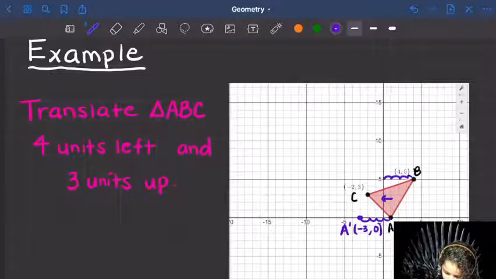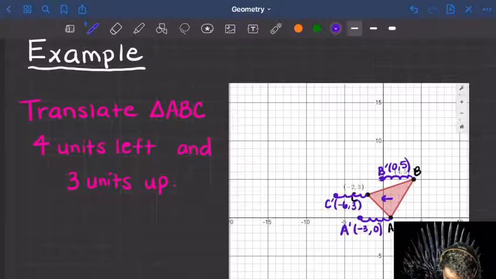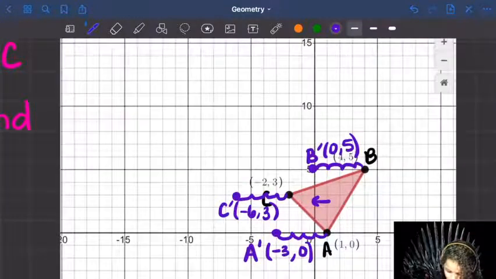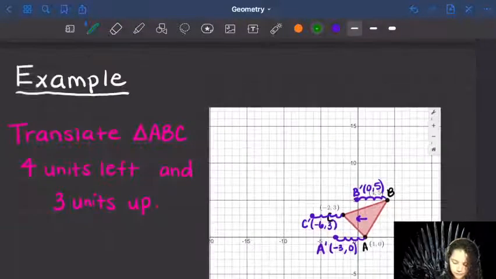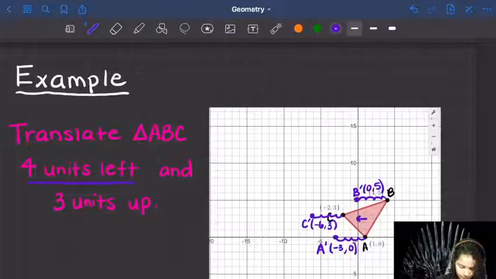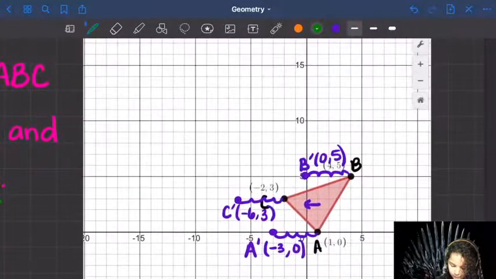And now let's go ahead and move B 4 units to the left. So B, 1, 2, 3, 4. Now B prime is at 0, 5. And C prime is going to be 1, 2, 3, 4, right over here. C prime is at -6, 3. Now let me zoom in so you guys can see it a little bit better. So now C prime is at -6, 3. This is me moving everybody to the left, okay? To the left. Now let's go ahead and go up, okay?